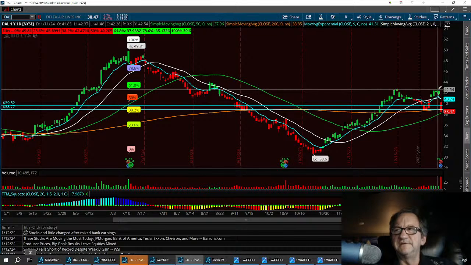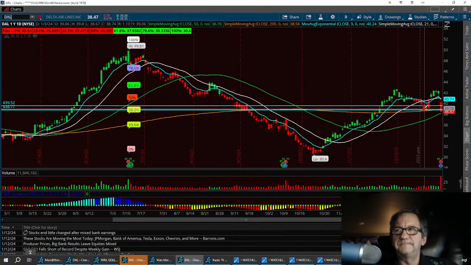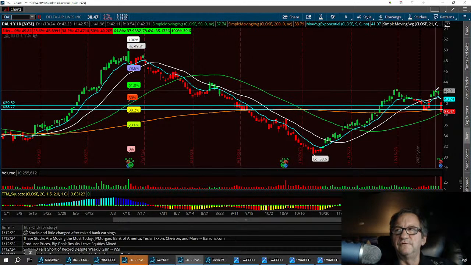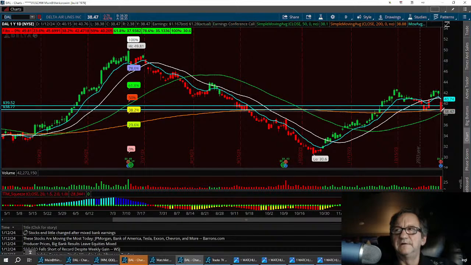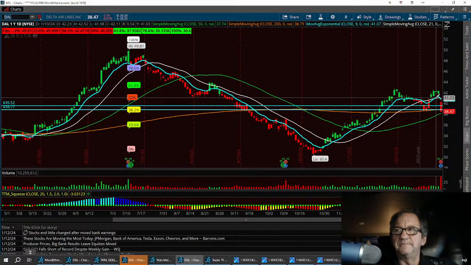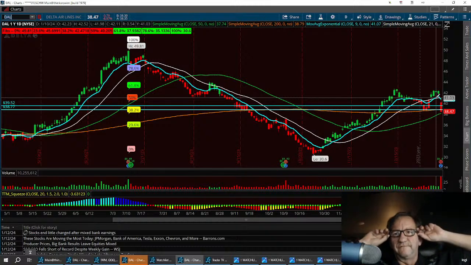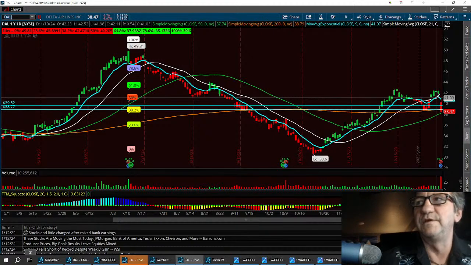Anytime you see a double top, get out of the trade. We came back and hit the 200 and bounced up and hit that double top. We could easily bounce off the 50 and run it back up and maybe get out here right around the 9 at 41 bucks. So that'd be a $2.50 trade. Swing for next week, Delta.